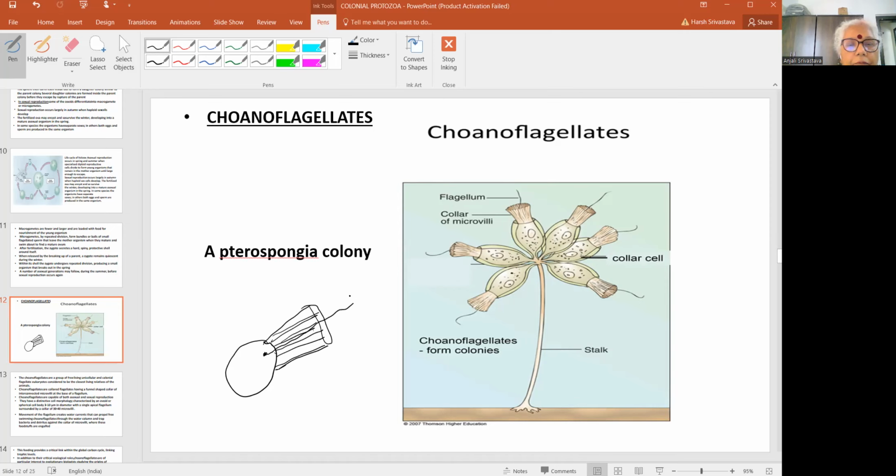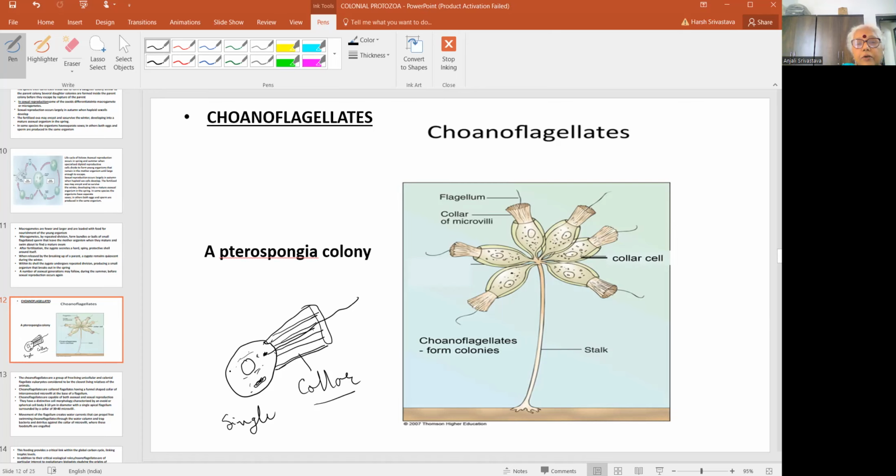One single flagellum is here. This is the cellular body, and the nucleus and mitochondria are here. This is the body, this is the flagellum, and this is the collar. On the basis of this structure, this is a single cell of this choanoflagellate colony. The structure is visible here.